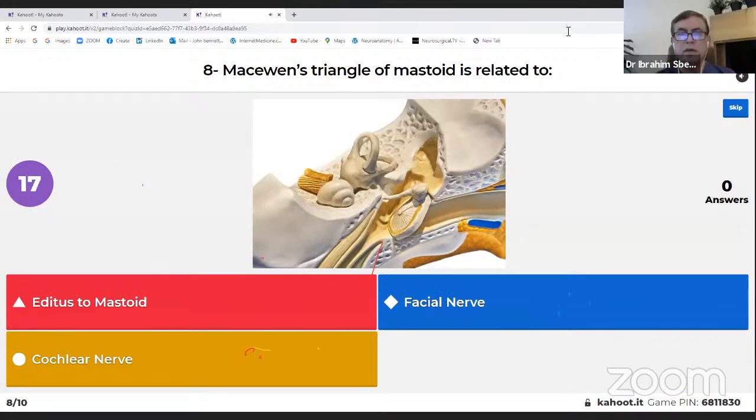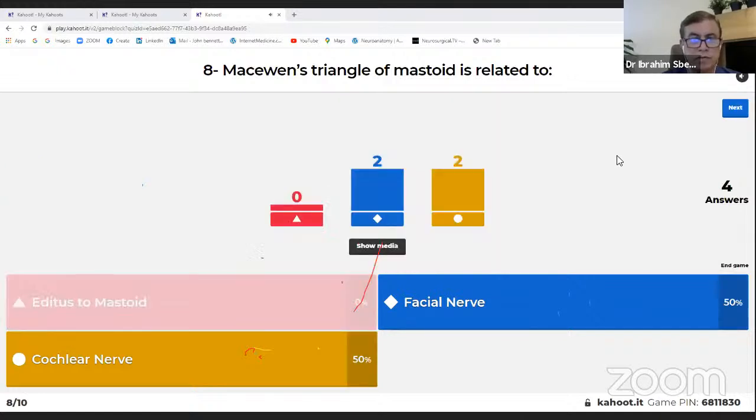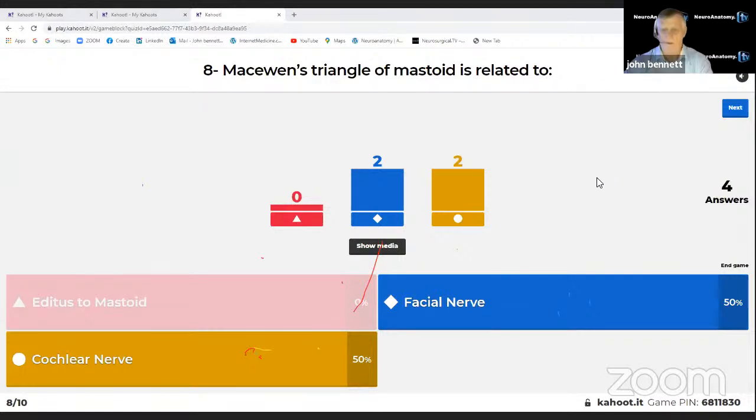So we're asking about the McEwen triangle of the mastoid. This is a simple question to the ENT, but a major question to the neurosurgical residents. McEwen triangle. It points to what? To the facial nerve course, to the cochlear nerve course, or to the antrum, to mastoid antrum? Okay. The answer is, nobody answered it right. It is the landmark for the antrum of the mastoid. Oh, okay. Got that completely wrong. Yeah. Okay, very good.